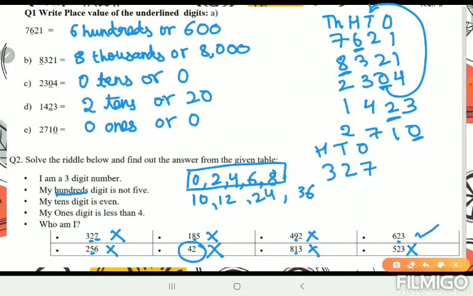So are we left with any other number? No. We are just left with one number. So what is your answer? Who am I? Your answer is 623. This is your answer.